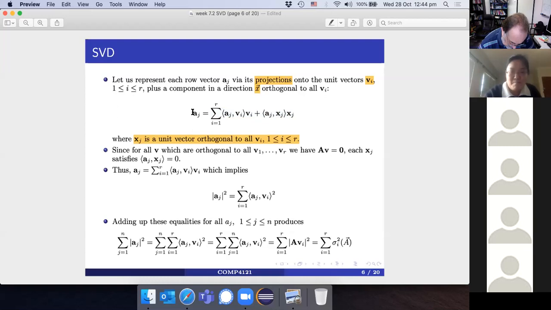So after we represent Aj by using vi and xj, let's move on. This is very important, because all vi are orthogonal to each other. So A times vi is equal to 0, and each xj satisfies that the inner product of Aj and xj is equal to 0, which means Aj is orthogonal to xj. Does this make sense to you? Aj orthogonal to xj?